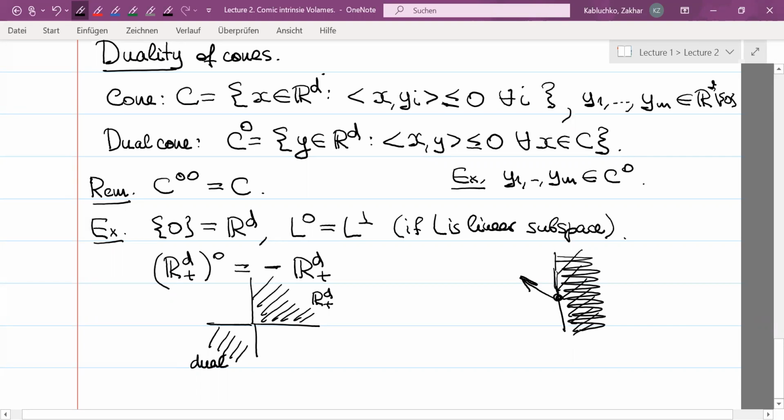Well, evidently not, because I can take this one, and here the angle is less than 90 degrees, so the scalar product would be positive, right? And this argument applies to any vector except this one. So this one has negative scalar product with any vector from the half space, right? Because all these angles are at least 90 degrees. So these vectors, this half line, this is the dual cone.